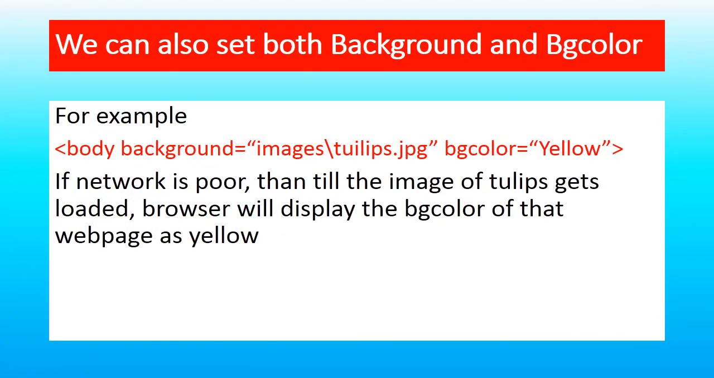We can also set both the things, that is background and BG color. See here in the example it is given: body background is equal to images tulips.jpg, then space, no comma in between, BG color is equal to yellow. Now if you do this in your web page, then it will show tulips only, it will not show yellow color. But when does this work?